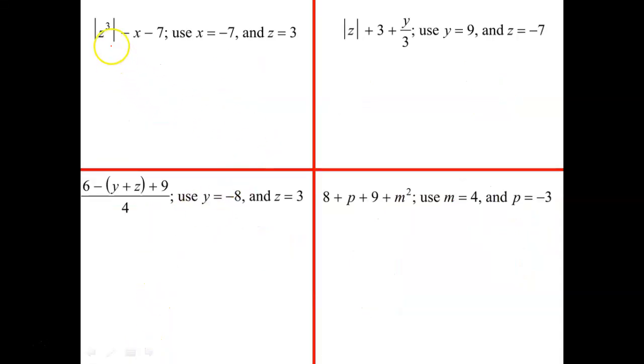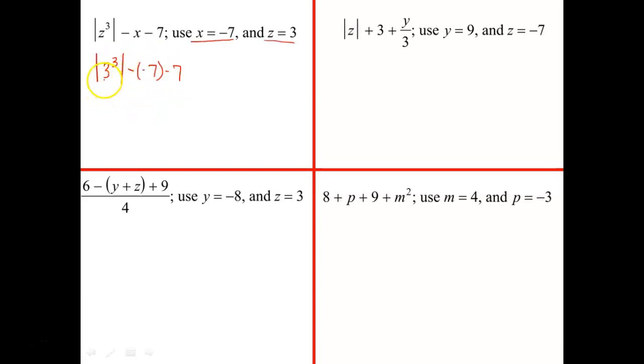All right, next we have z to the third power minus x minus 7. But this time they're giving us variables to fill in. So we have x equals -7 and z equals 3. So here we have the absolute value, sorry y'all, of 3 to the third power minus -7 minus 7.